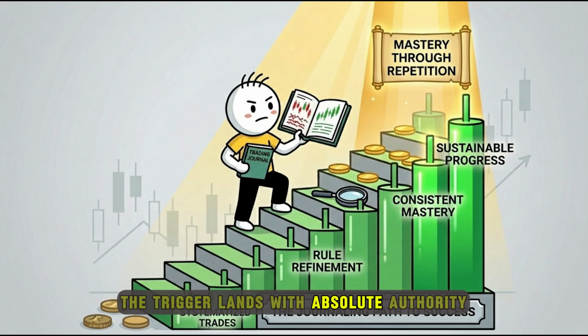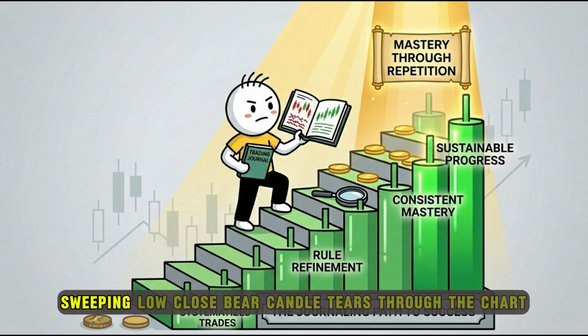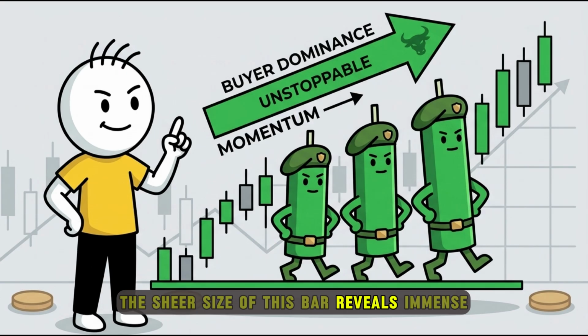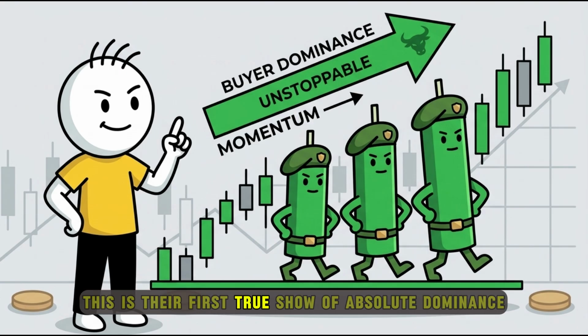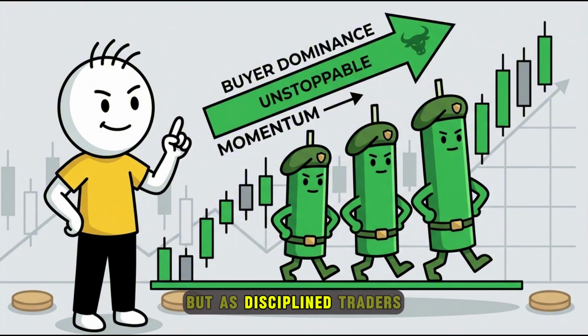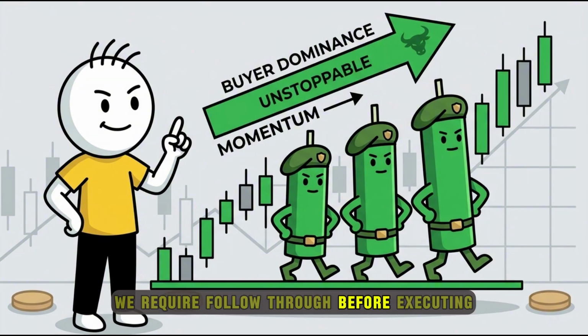The trigger lands with absolute authority. A massive, sweeping low close bear candle tears through the chart. The sheer size of this bar reveals immense institutional urgency from the sellers. This is their first true show of absolute dominance, but as disciplined traders, we require follow-through before executing.